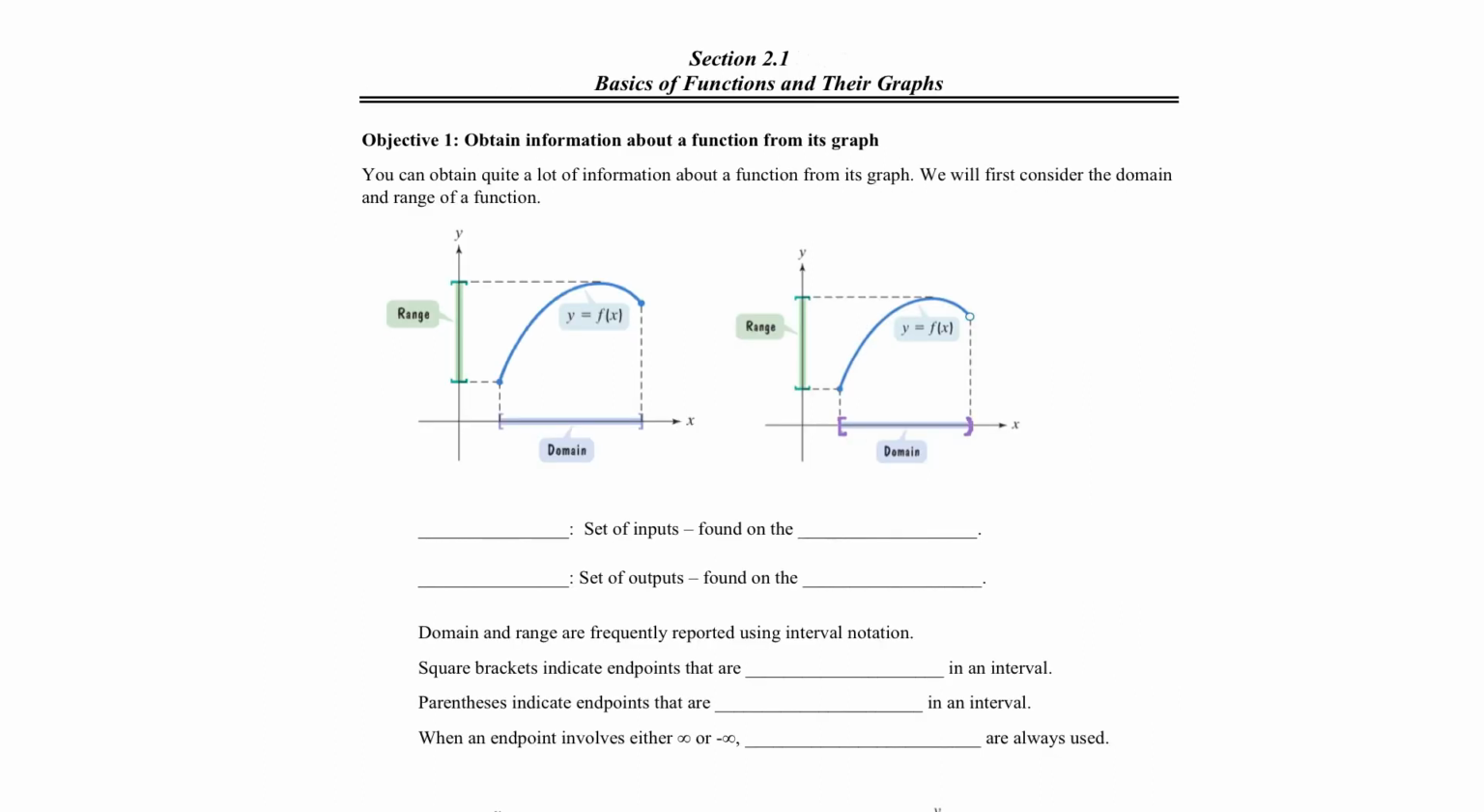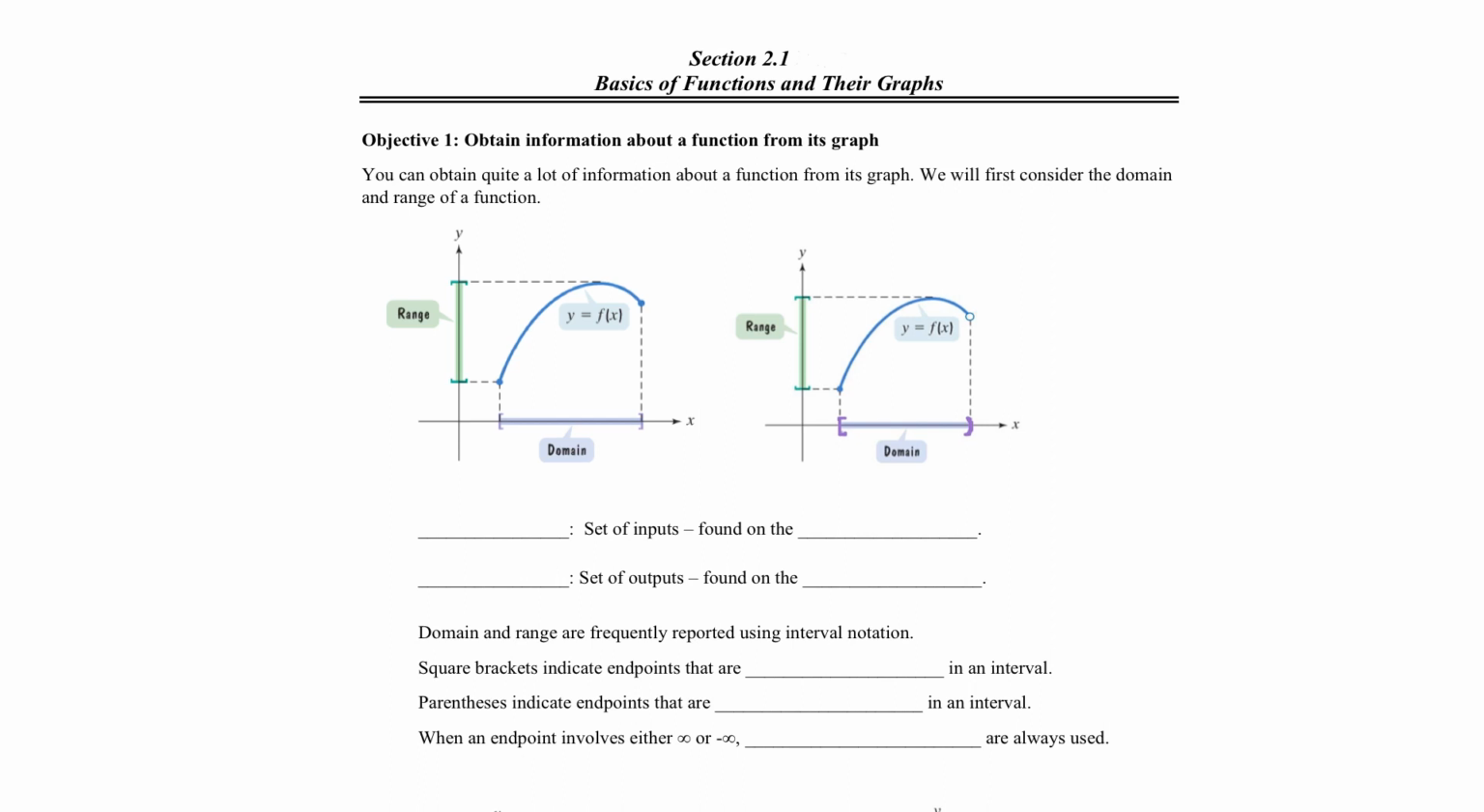Okay, so now we're going to turn our attention to the second part of this section. We talked about the basics of functions, and now we're going to talk about the graphs of functions. You can actually obtain quite a lot of information about a function from its graph. In fact, it's often easier to obtain information about a function if we have its graph to look at, right? Visuals are so helpful. A picture's worth 1,000 words.